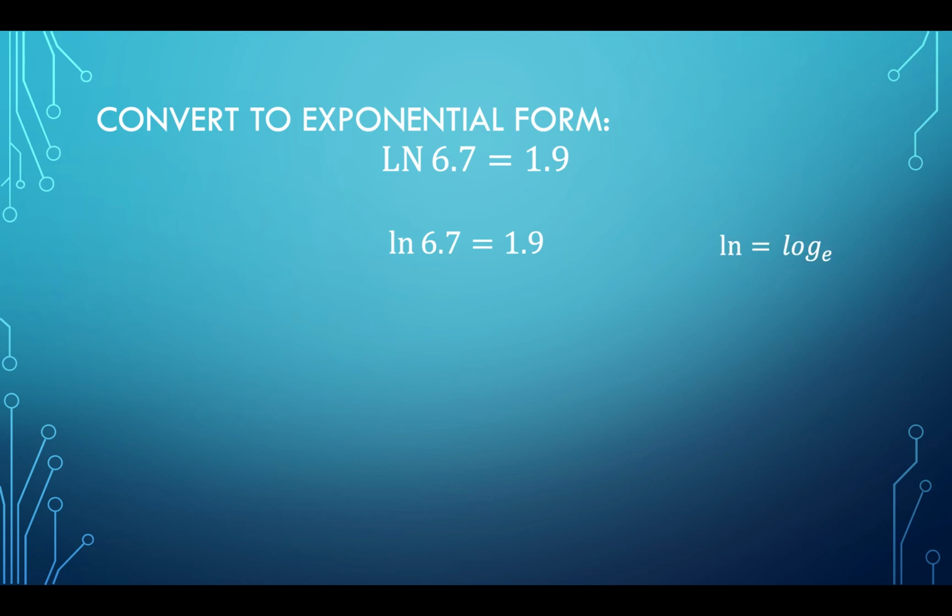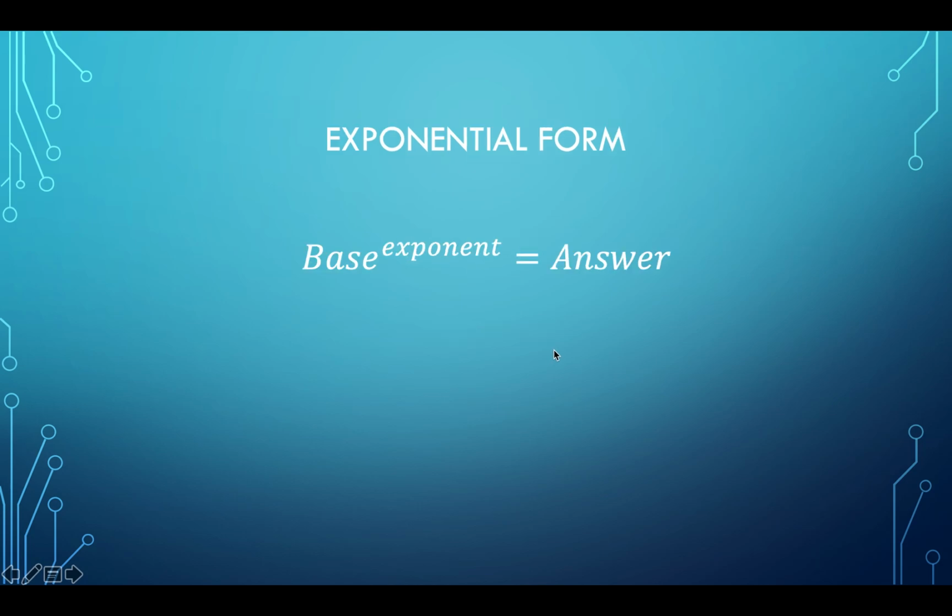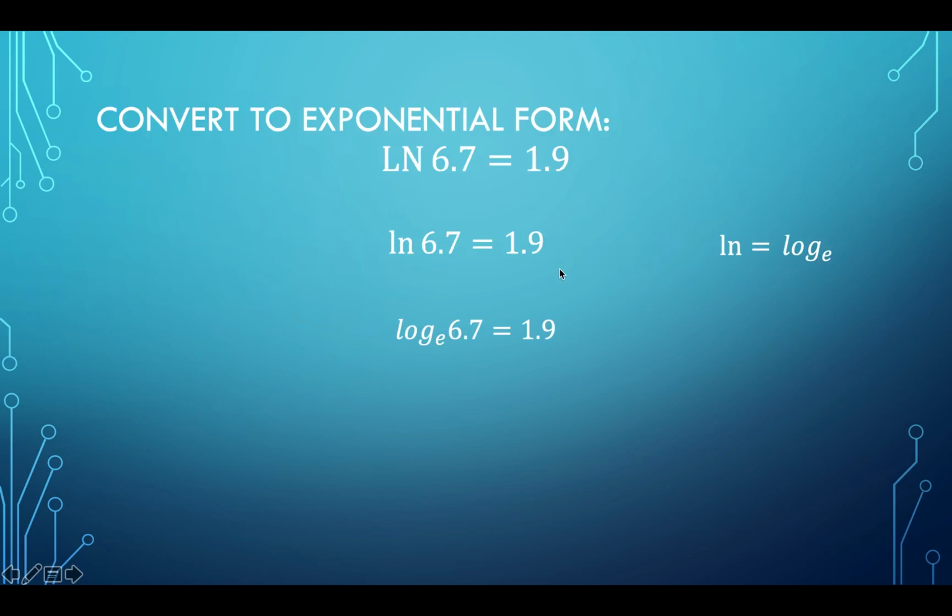Well, remember how I told you log base e is equal to ln. It works the same way. So ln is also equal to log base e. So now I can replace ln with log base e. So now I write log base e of 6.7 is equal to 1.9. Remember, exponential form goes base to our exponent is equal to our answer.